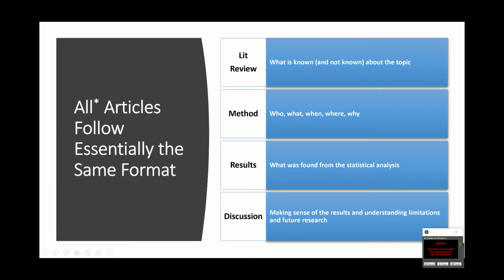When we're looking at articles in the social sciences that are empirical, basically all of them follow the same format. There's a lit review that talks about what is known and not known about the topic, identifying the gap in the literature that this paper is going to address. The method will talk about sample, procedures, measures, and analytic strategy. The results section is going to talk about what was found from the statistical analyses conducted by the authors. And then the discussion section makes sense of the results, puts them into the context of other literature, and talks about the limitations of the paper and future research.